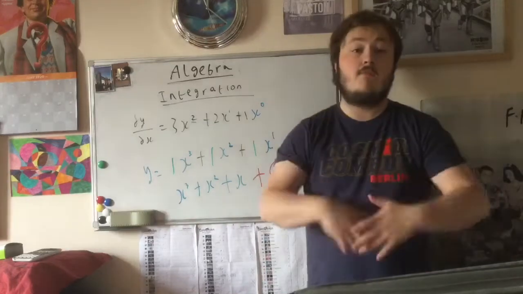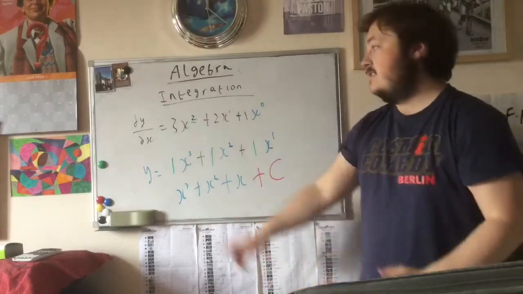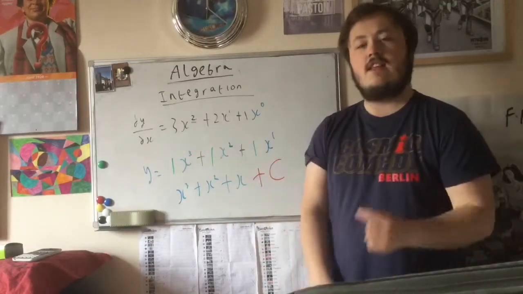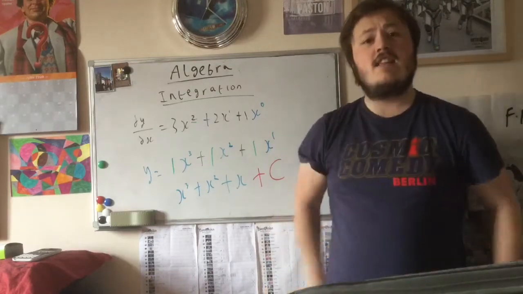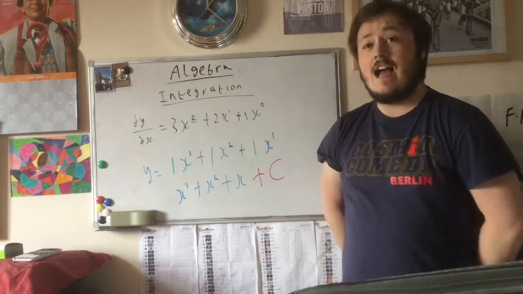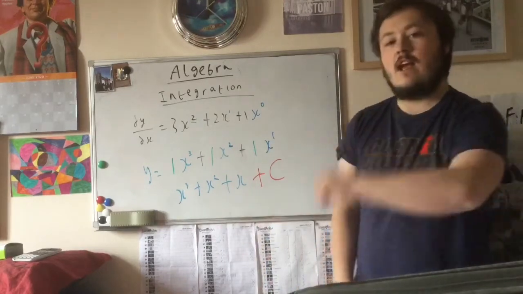It's simply reversing the process. Instead of subtracting an indice, you add the indice. Instead of multiplying the indice with the coefficient, you divide the indice and the coefficient. And you add a c at the end. And that's how you integrate.